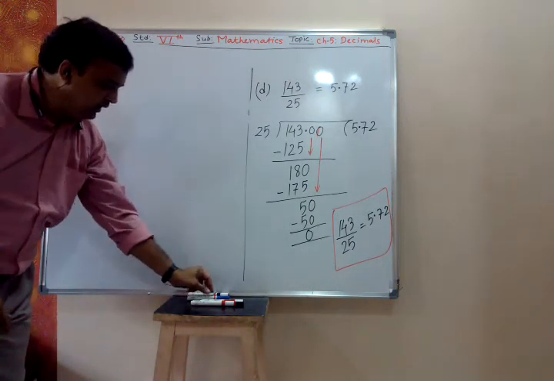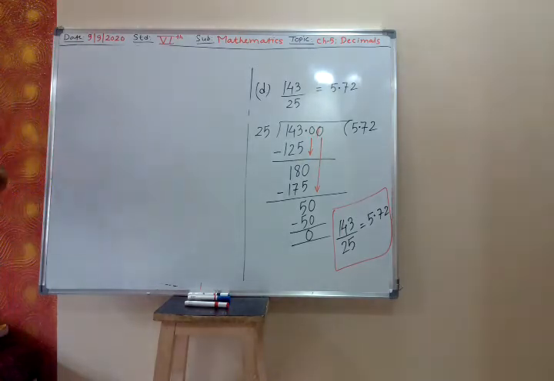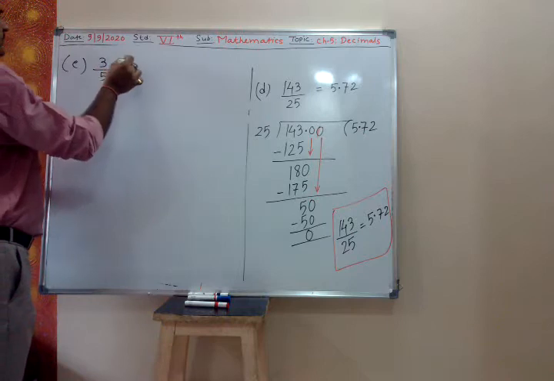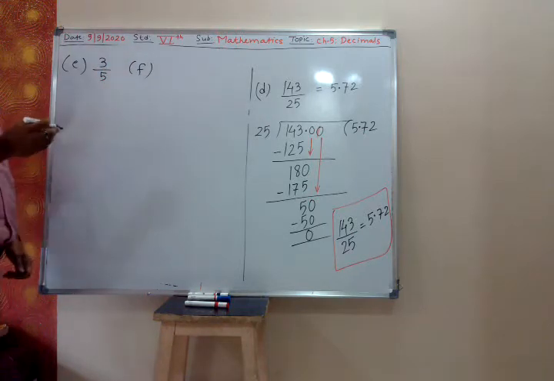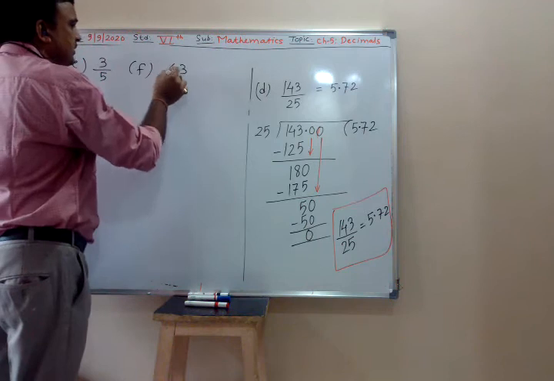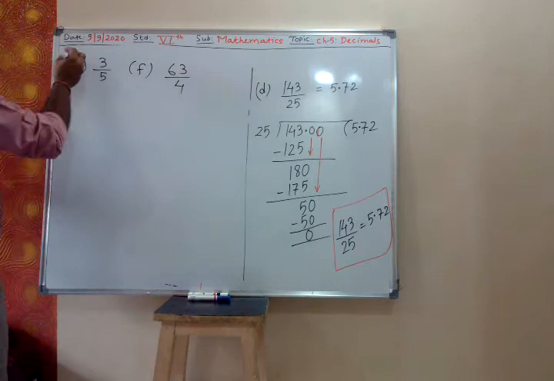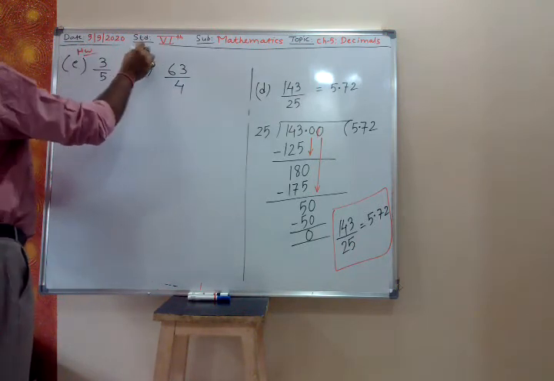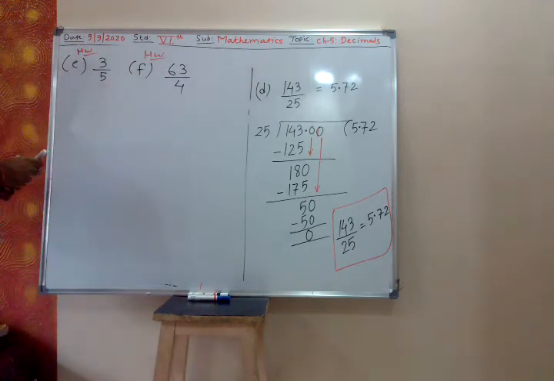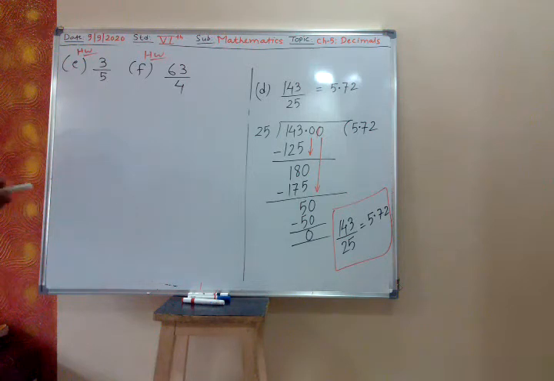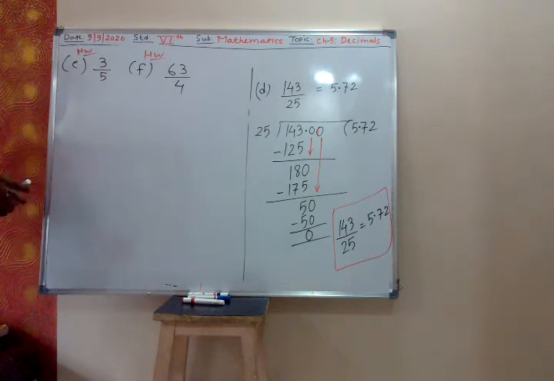Now E and F. E is 3 by 5 and F is 63 by 4. Both are homework. E and F are homework. At least 2 problems you solve.